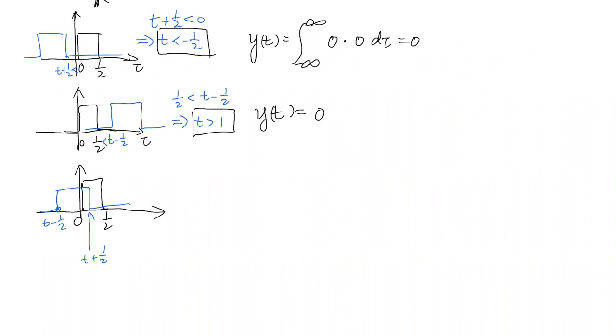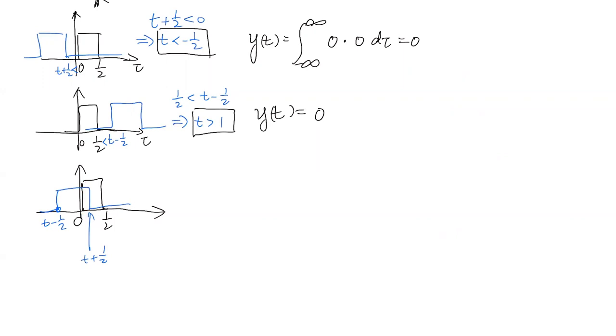So the blue window can move all the way to the left until this point touches 0, right? Or this point can move all the way to the right to half, right? Still, we are overlapping with the left part of this black window, right? So this is the condition.